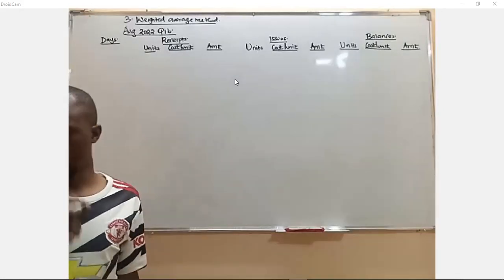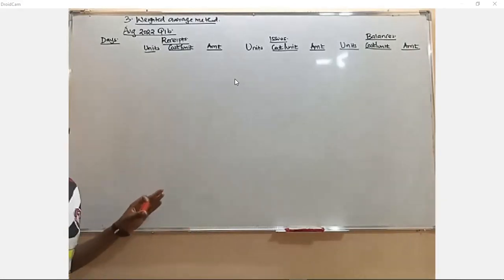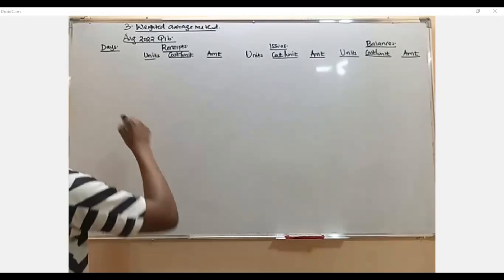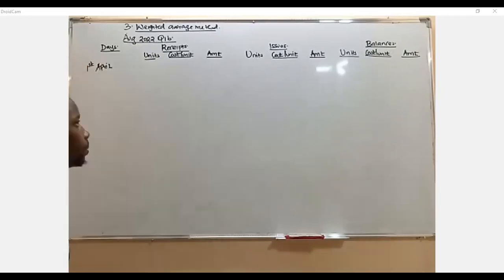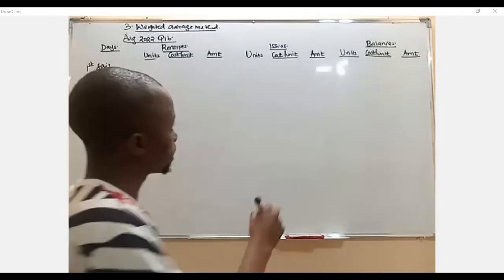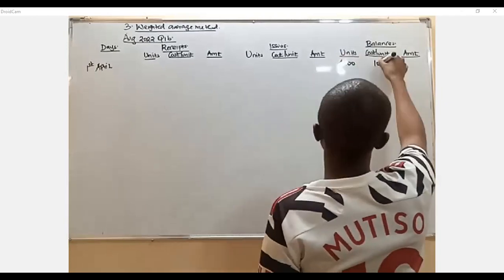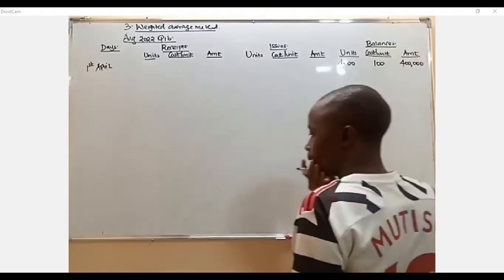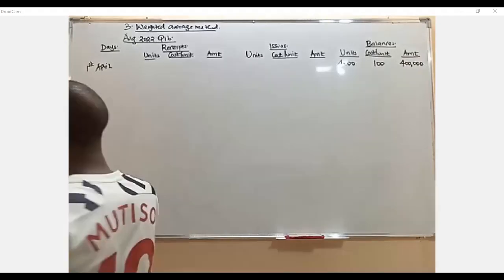Now, we have been required to come up with a store ledger card using the weighted average method. The first activity of the day was the opening inventory. So on 1st April we were having 4,000 units. Balances: 4,000 at 100, getting 400,000. Then on date 4, we were able to issue 3,000 units.